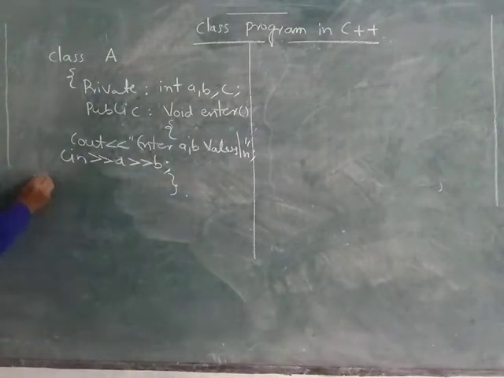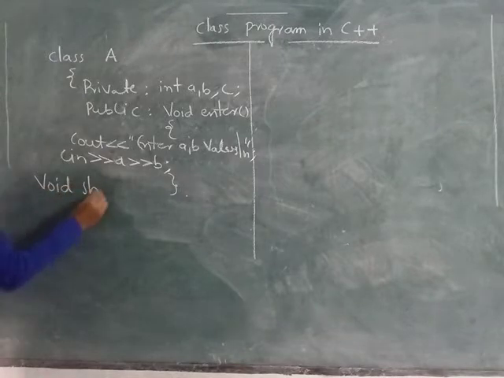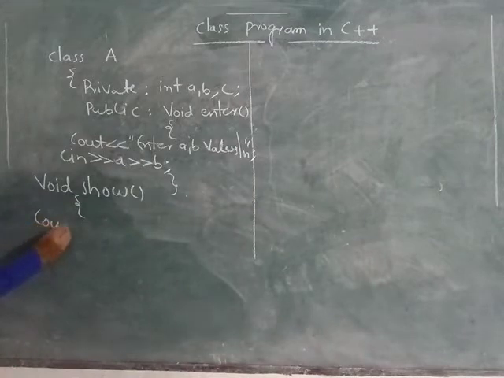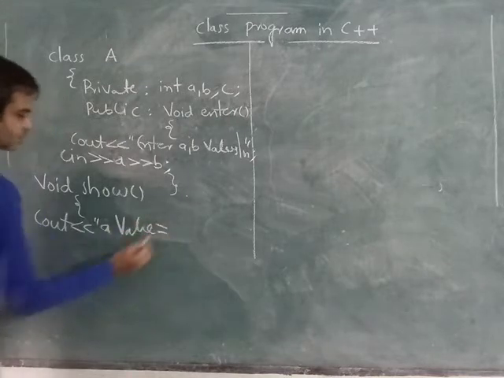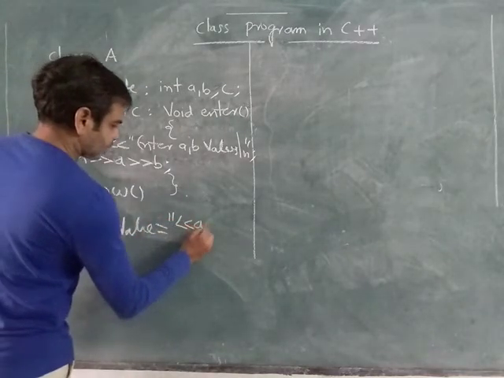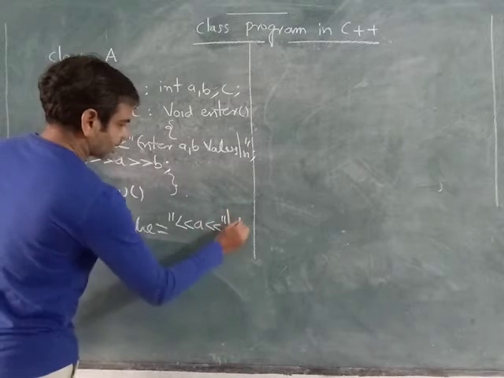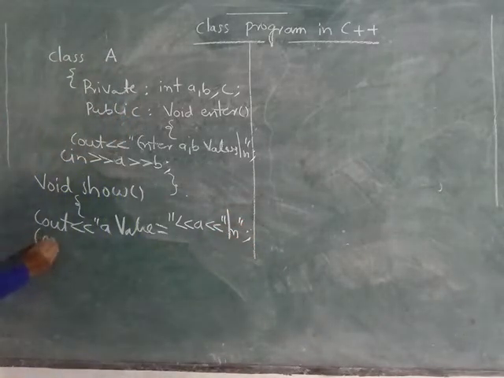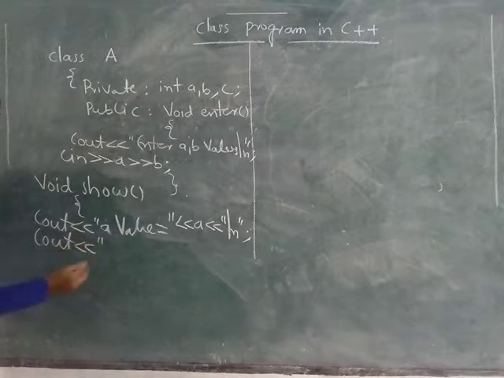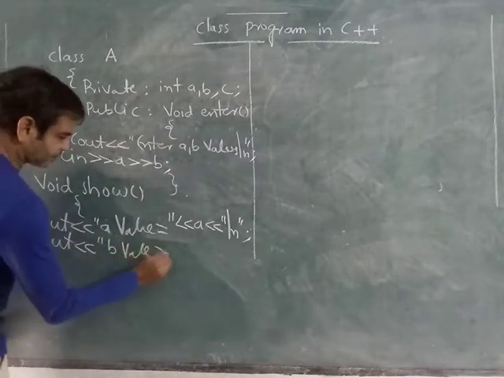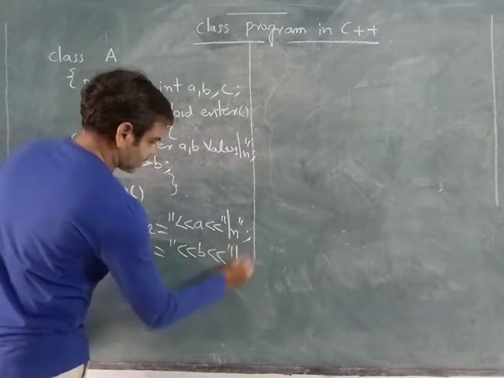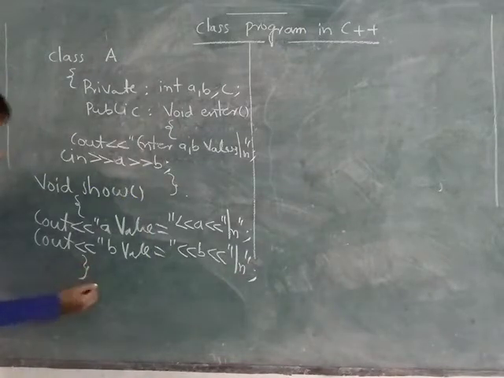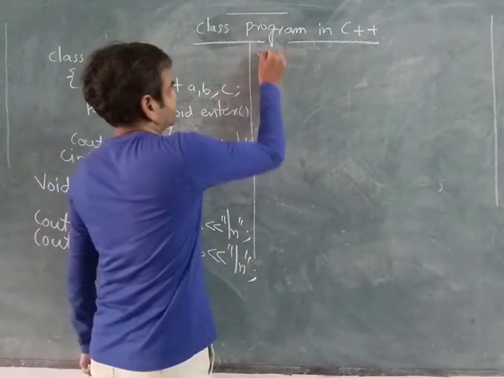Then I am doing void show. In show, I am displaying the values. cout: A value is equal to a, then slash n, which is used to generate a new line. cout: B value is equal to b, then slash n. Then I am doing void sum.